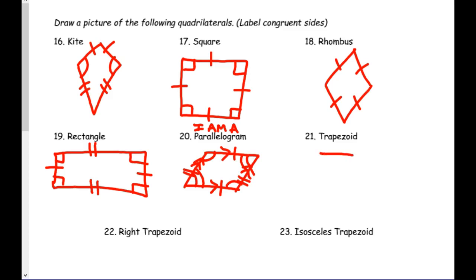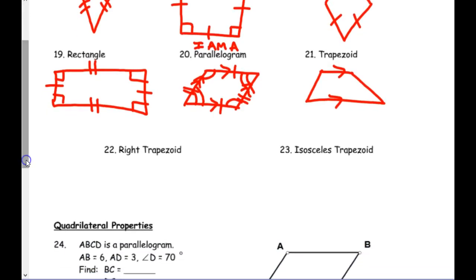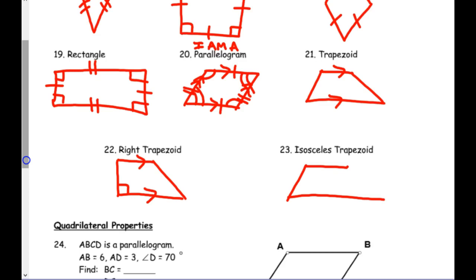Trapezoid, remember, it has one pair of parallel sides, and the other side, nothing is necessarily equal. A right trapezoid has a right angle, parallel sides. An isosceles trapezoid has to have two equal sides, kind of like an isosceles triangle. I kind of drew that too long. So equal, equal, parallel, parallel.